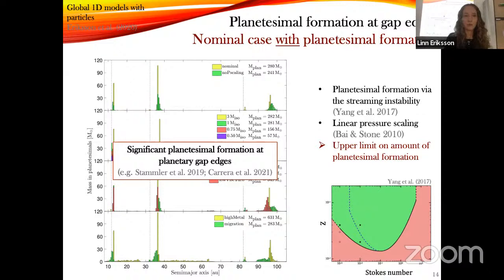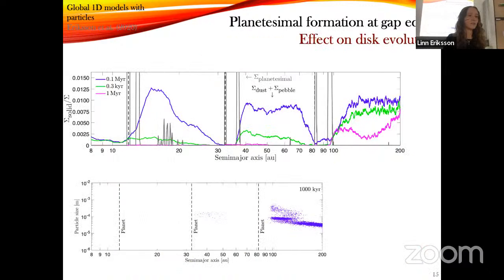And then we can move on and look at the effect on disk evolution. Here I show some snapshots of the solid to gas surface density ratio. Initially, early on, we basically have 1%, and then as time goes on, we get less and less. We could see it already in this plot here: we basically deplete the inner disk.